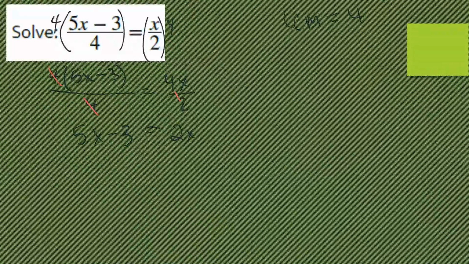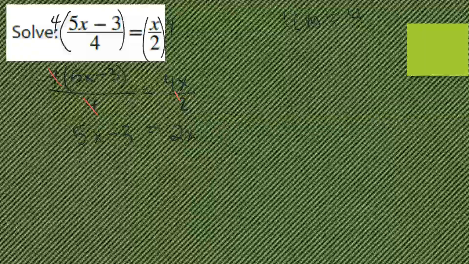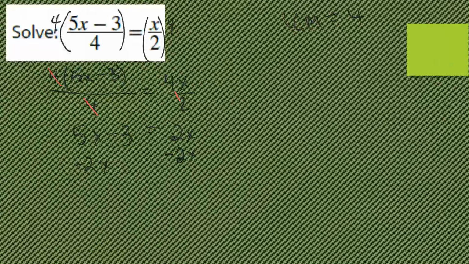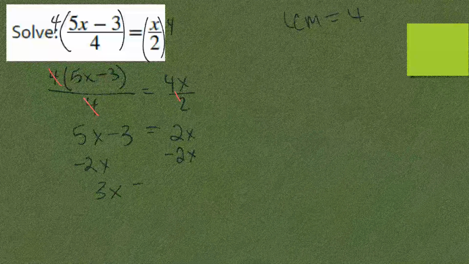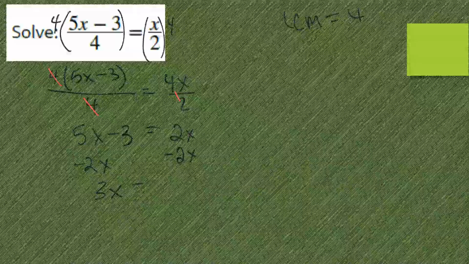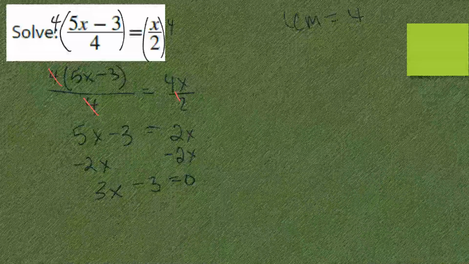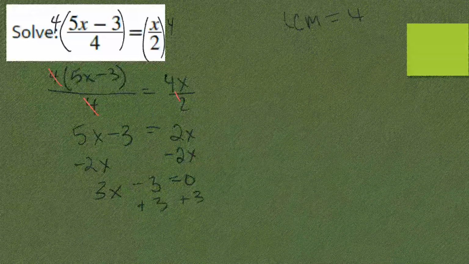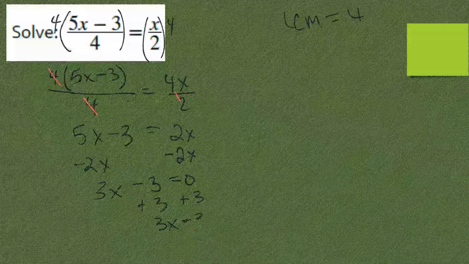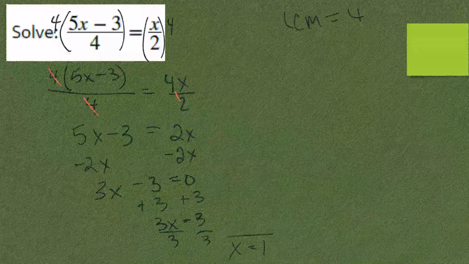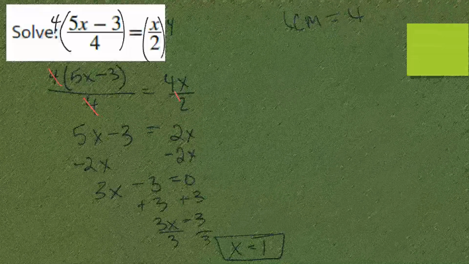And then from there again, variables to one side, constants to the other. Oh, I forgot my minus 3. Put that in. There we go. And then constants to the other side. Divide by 3, and x equals 1. Out of room a little bit there, but you get the idea.